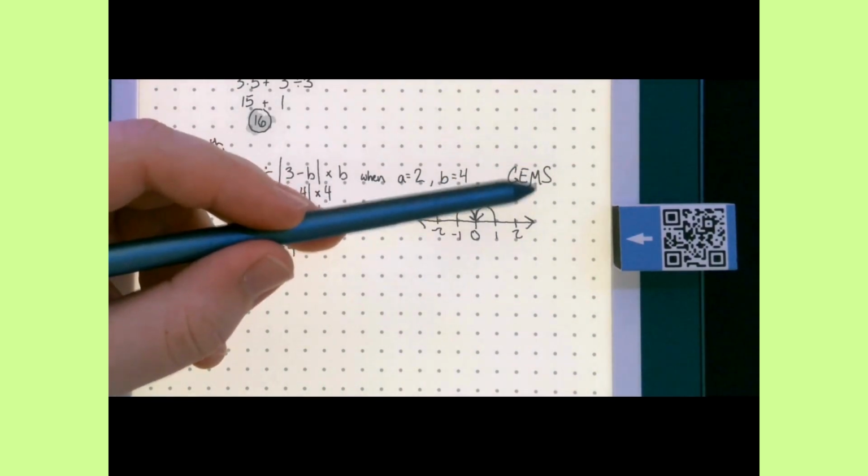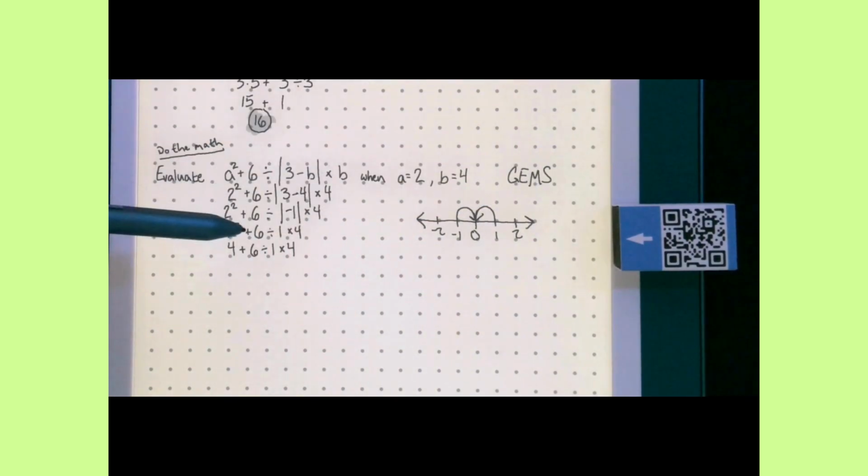Next is multiplication and division. And we go from left to right. So I have 6 divided by 1, and I have 1 times 4. So which one do I do first? We go left to right. That can make a big difference.